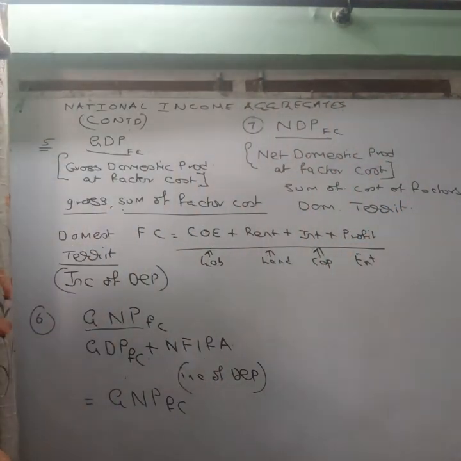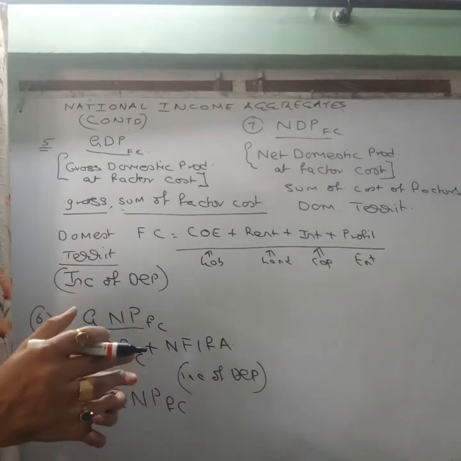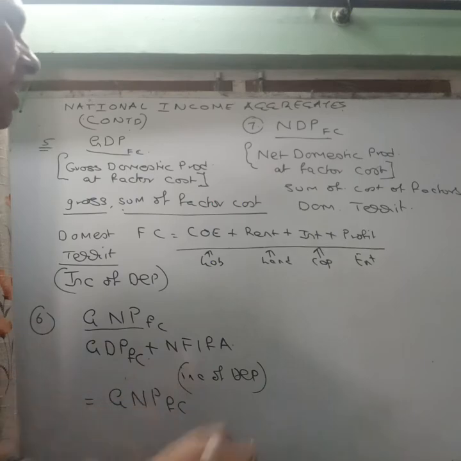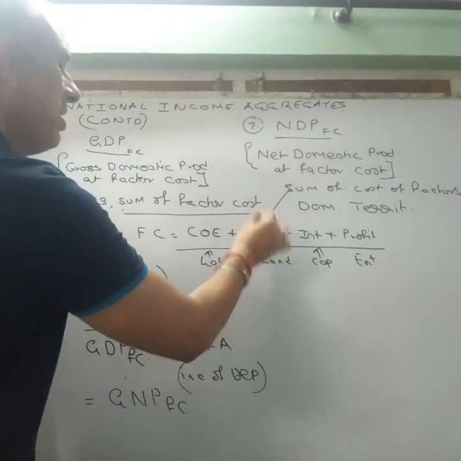So how can we find out? Simply by adding the various factors who are involved in the process of production. And what are these factors? These are these 4 factors.